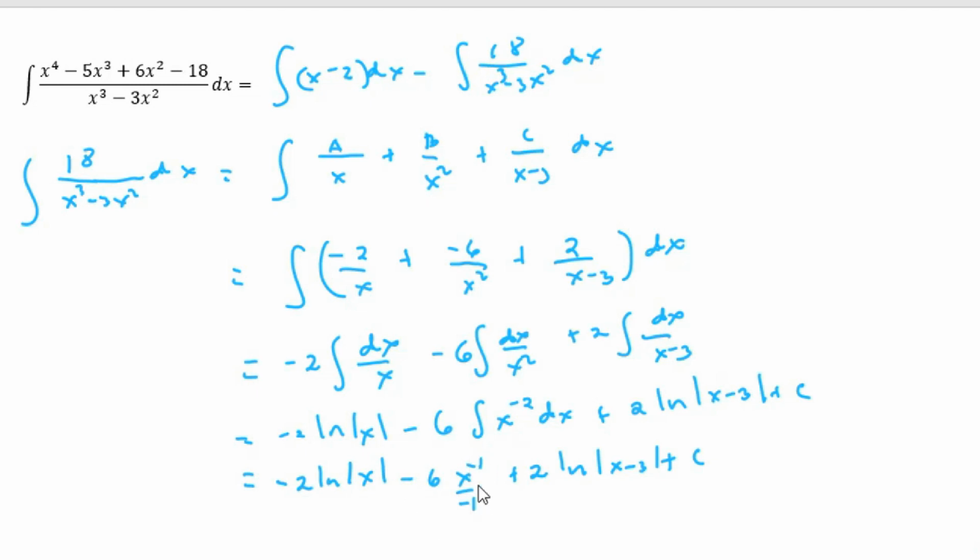And take the negative law of exponent, for x to the power of negative 1. So I can write now as negative 2 ln of the absolute value of x plus 6 over x plus 2 ln of the absolute value of x minus 3 plus a constant. So this entire thing will be replaced on our second term.